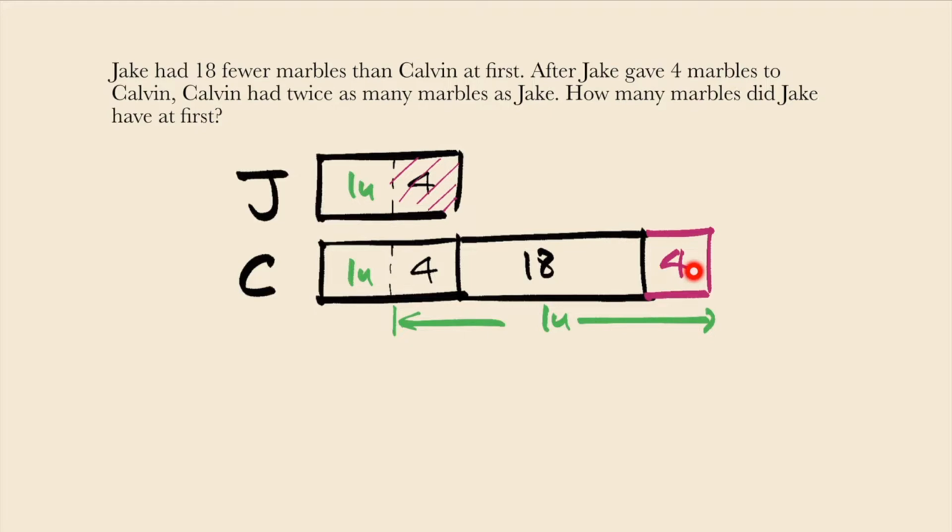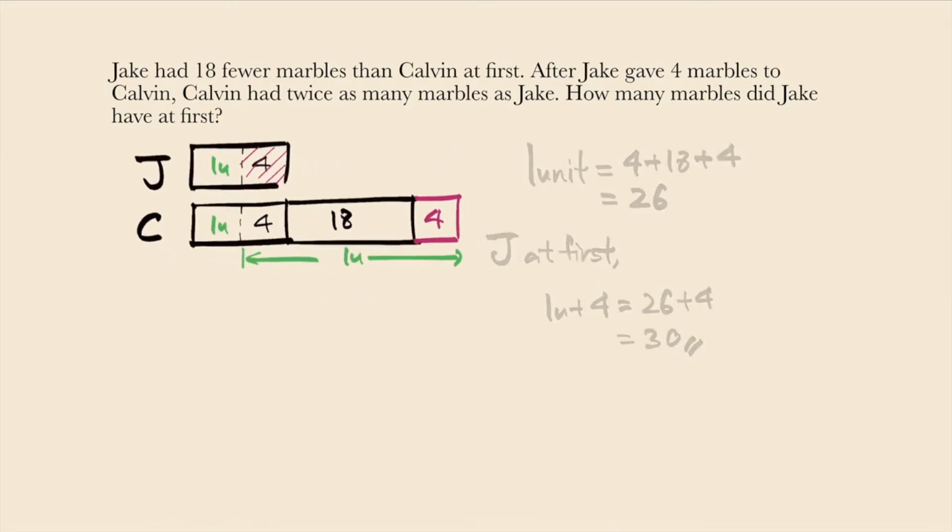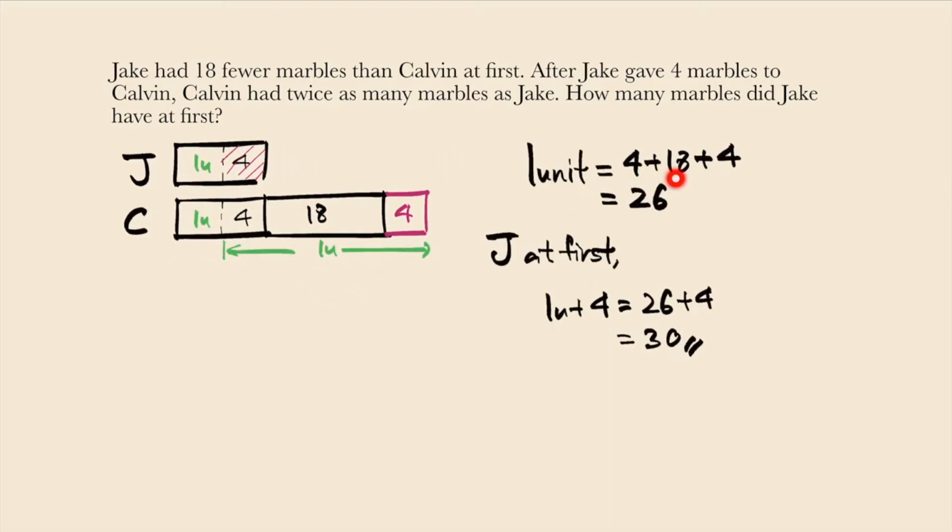Now, after that, C had twice, which means if this is J's marbles left, let's call it 1 unit. So this portion must also be 1 unit because they're of the same length. That means this known portion here must be that other 1 unit because C must have 2 units. So 1U, 1U. Okay, then this must be 2U. So we can form an equation now that 1U is therefore 4 plus 18 plus 4, 26. J at first would be 1U plus 4, which is 26 plus 4, giving us 30.